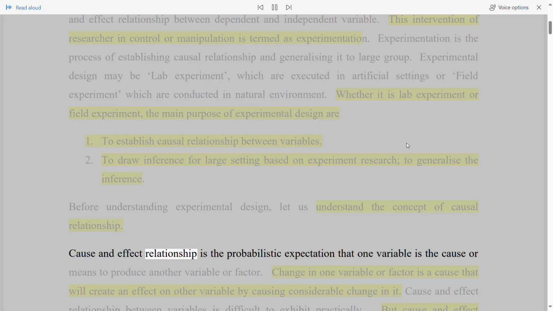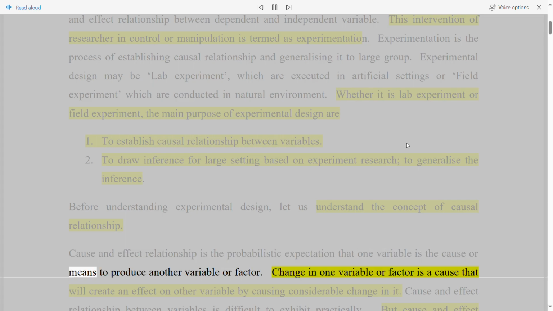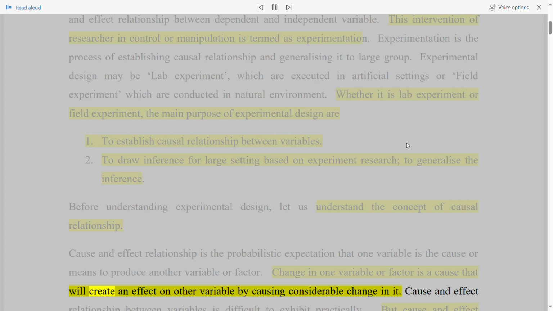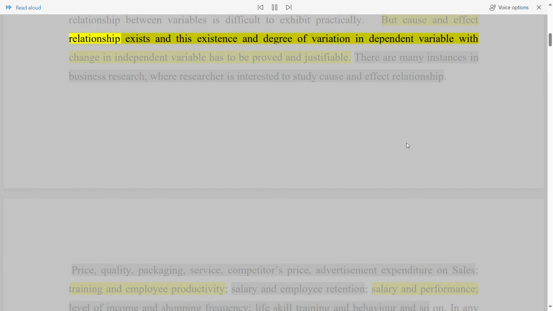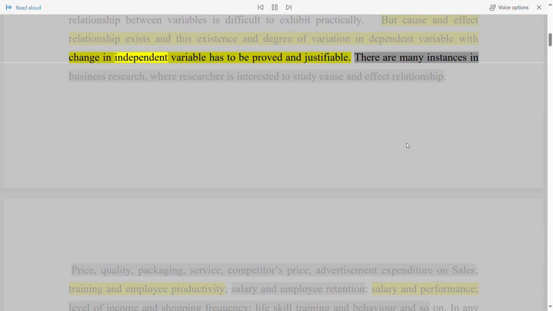Cause and effect relationship is the probabilistic expectation that one variable is the cause or means to produce another variable or factor. Change in one variable or factor is a cause that will create an effect on the other variable by causing considerable change in it. Cause and effect relationship between variables is difficult to exhibit practically. But cause and effect relationship exists, and this existence and degree of variation in dependent variable with change in independent variable has to be proved and justifiable.